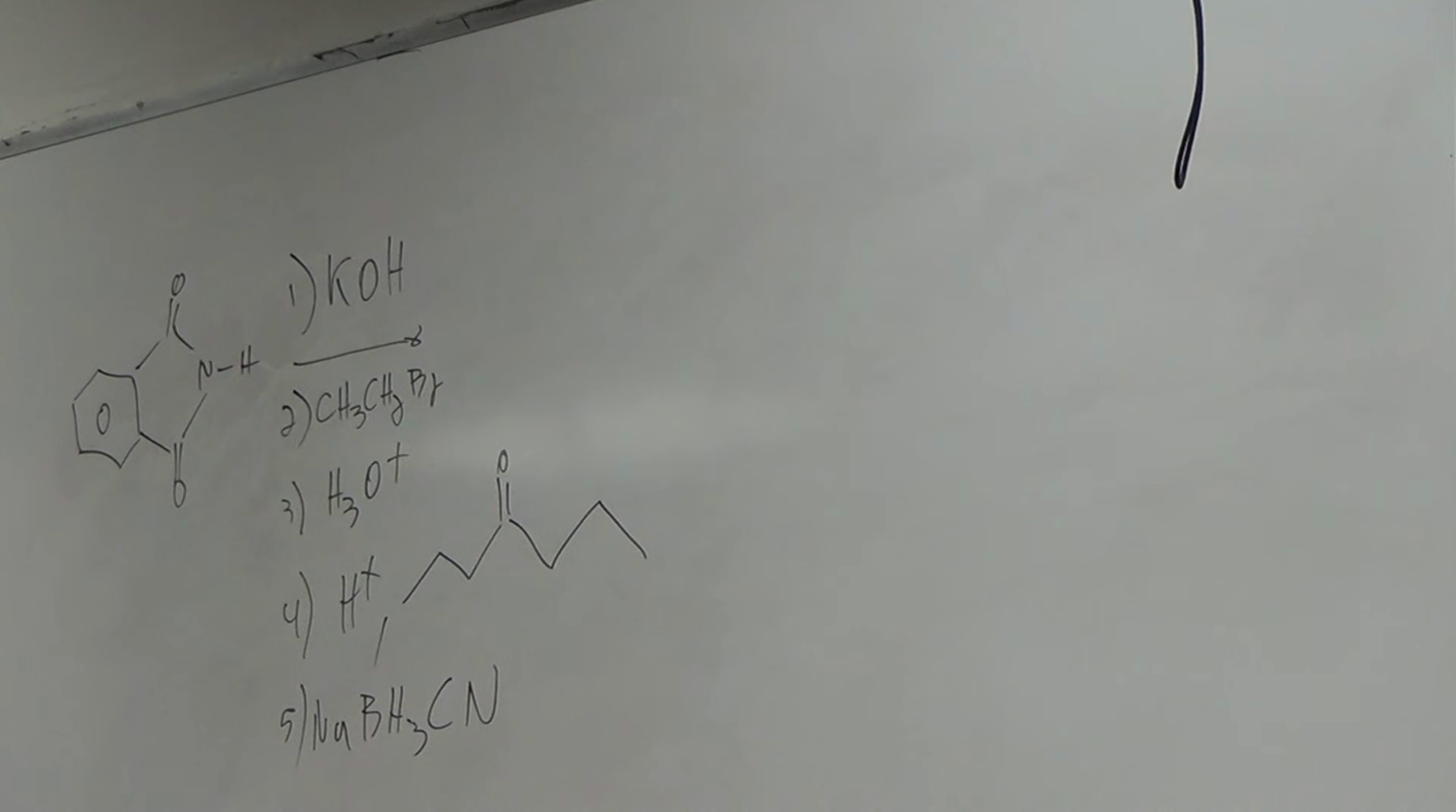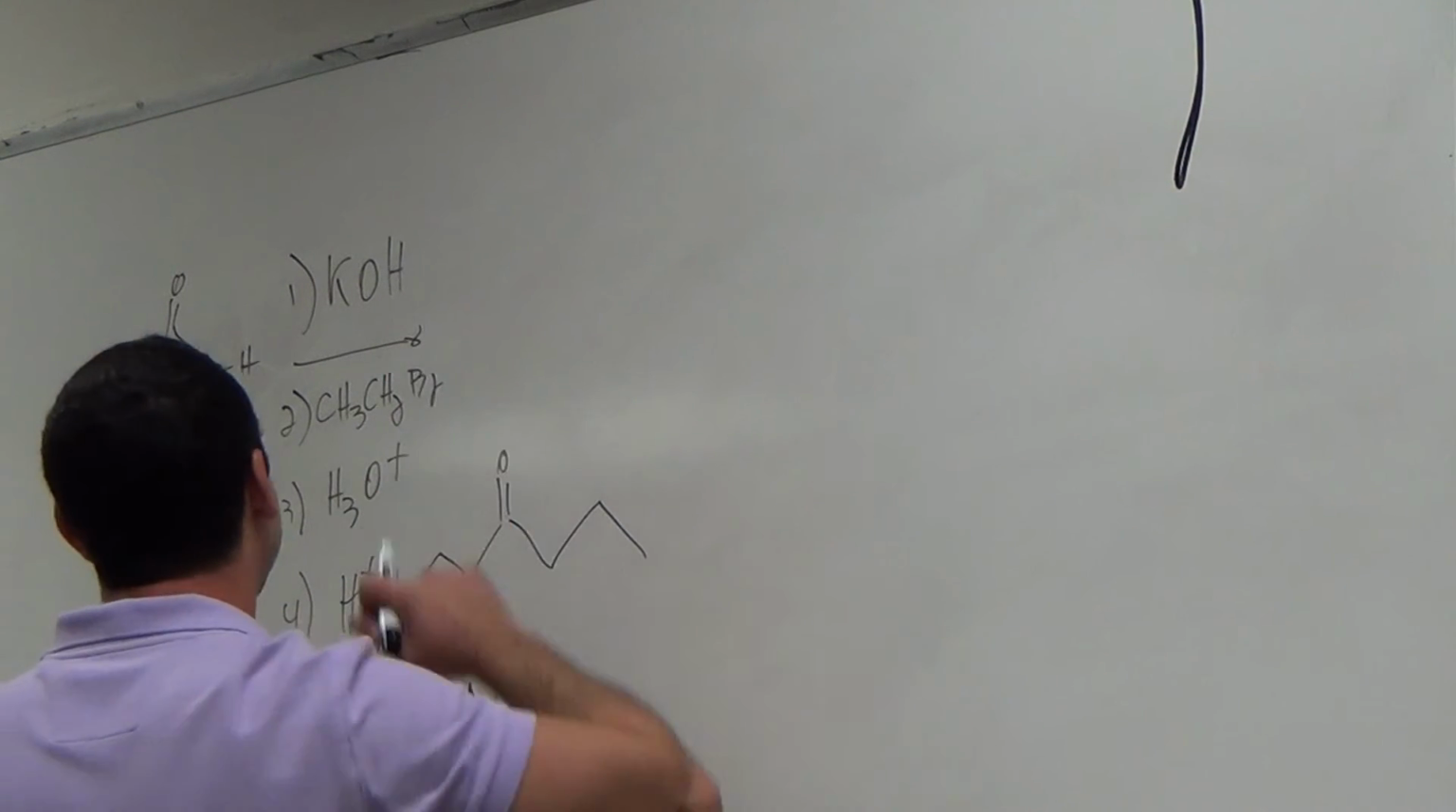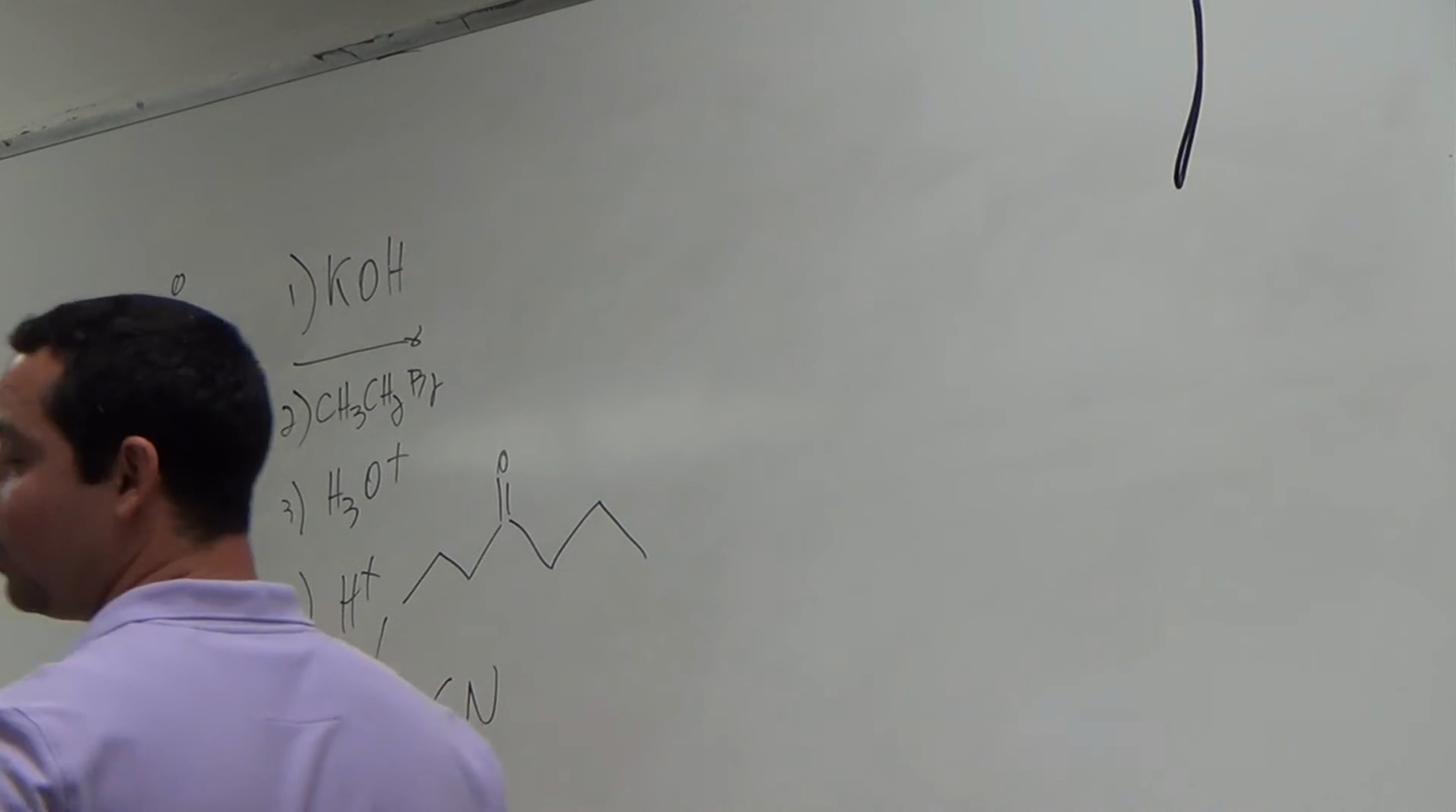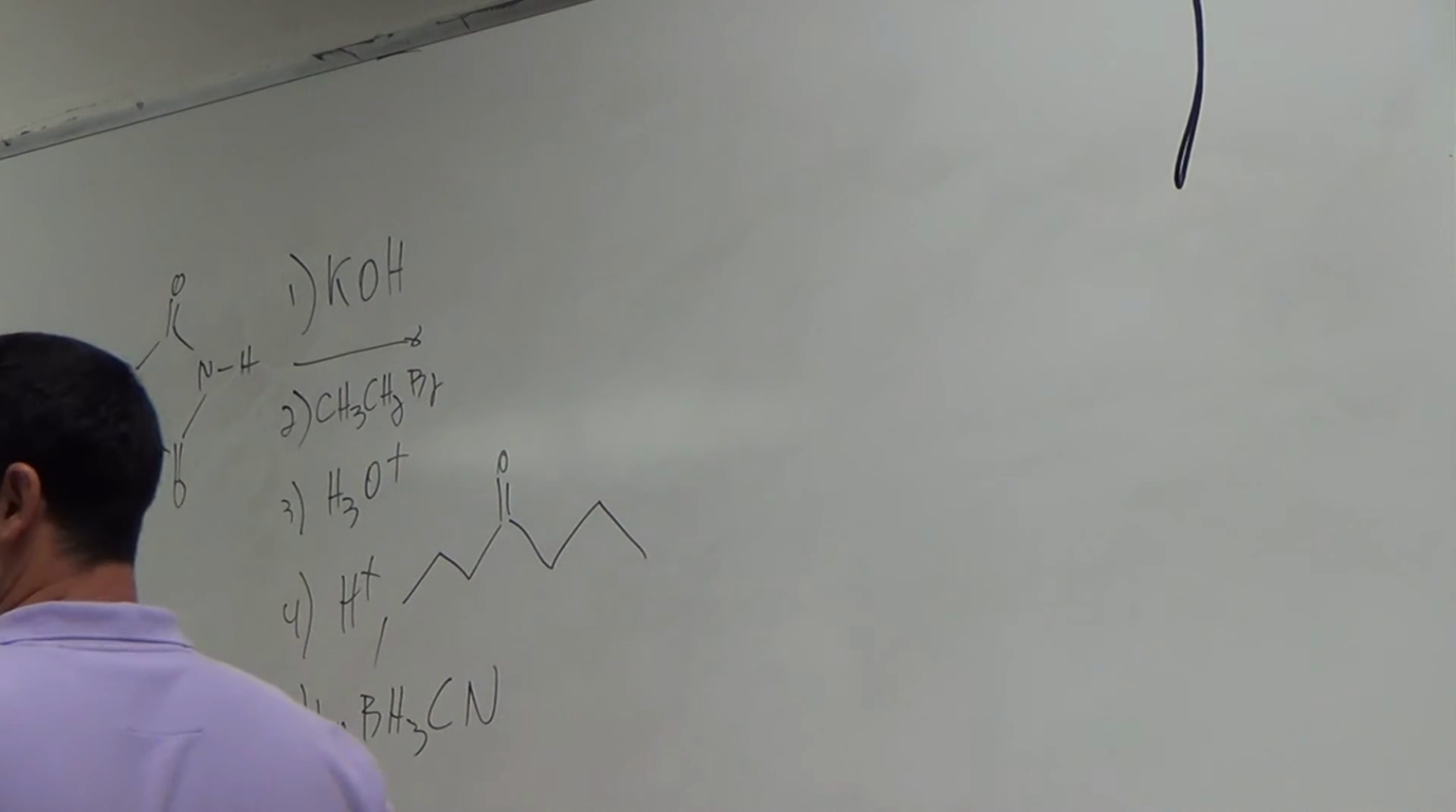You're going to type the CH2, CH2, and then we have the carboxylic acid. That's going to make a nucleophile. The H gets abstracted, then you have a nucleophile. It attacks the alkyl halide.